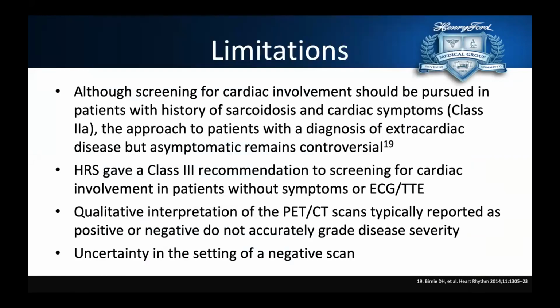So there are limitations now. Although screening for cardiac involvement should be pursued in patients with a history of sarcoid and cardiac symptoms, the approach to patients with a diagnosis of extracardiac disease who are asymptomatic remains controversial. It's uncertain if subclinical disease should be treated, and whether more than one subgroup exists within this population. The Heart Rhythm Society gave a class 3 recommendation against screening for cardiac involvement in patients without symptoms or any evidence of abnormalities on an ECG or transthoracic echo.